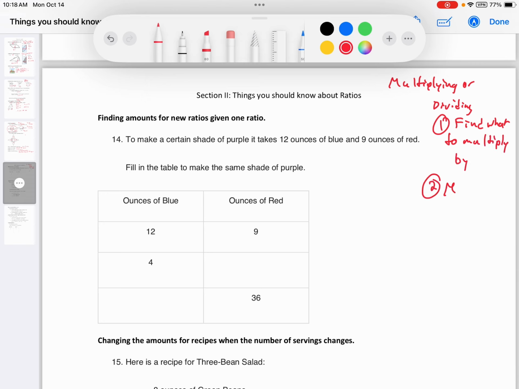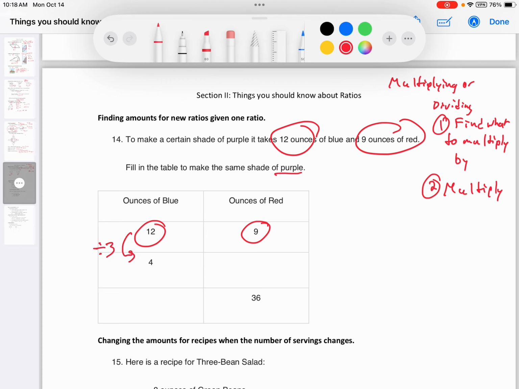and second, multiply. So, for example, we have 12 ounces of blue and 9 ounces of red makes purple. To go from 12 to 4, that is dividing by 3. So I've decided what to multiply by. I'm multiplying by 1/3 or dividing by 3. And then the other quantity, I won't multiply or divide. So 9 divided by 3 is 3. And that answer is 3 ounces of red.